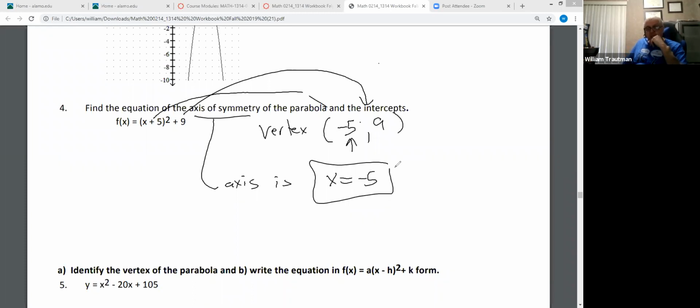Okay, everybody okay with this? Once again, that's a typical test question. What is the vertex or what is the axis of symmetry? And they just give you an equation like that.